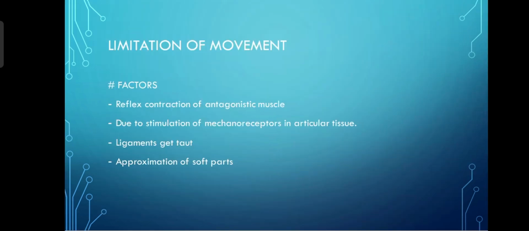Next is limitation of movement. There are some factors: reflex contraction of antagonistic muscle due to stimulation of mechanoreceptors in articular tissue, ligaments getting taut, and approximation of soft parts.